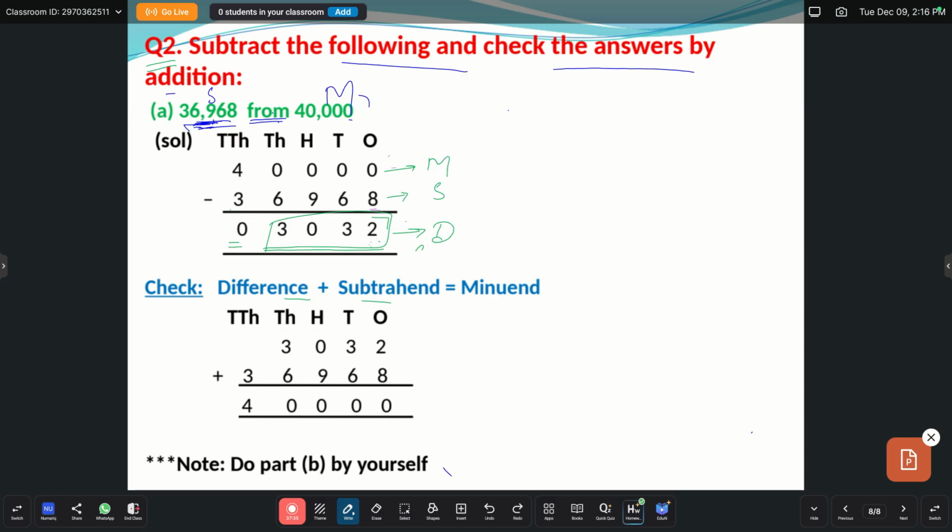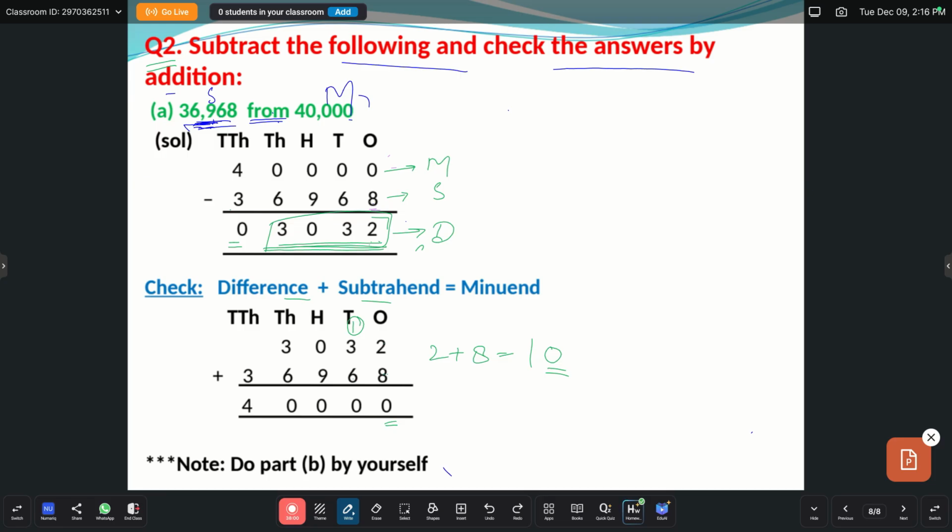Now what is my difference? It is here 3032. And what is the subtrahend? It's 36,968. Now I will add these 2. Tell me, boys, what is 2 plus 8? It's 10. 2 plus 8 is equal to 10. I am supposed to write this 0 here and 1 will be carried over to the 10's column.